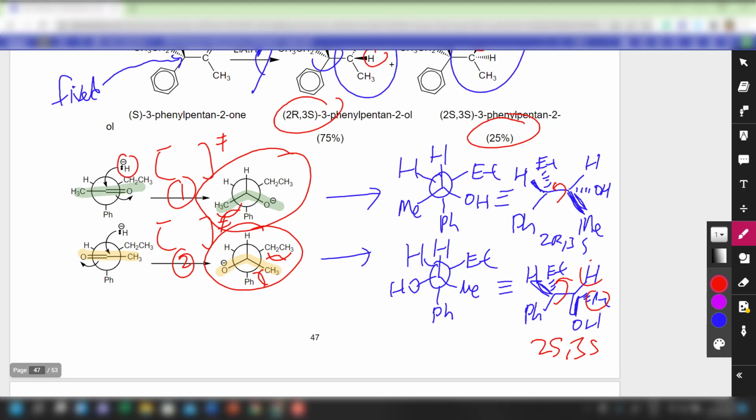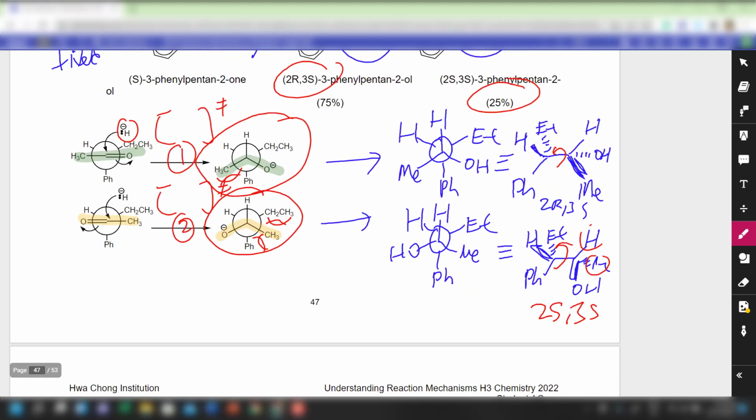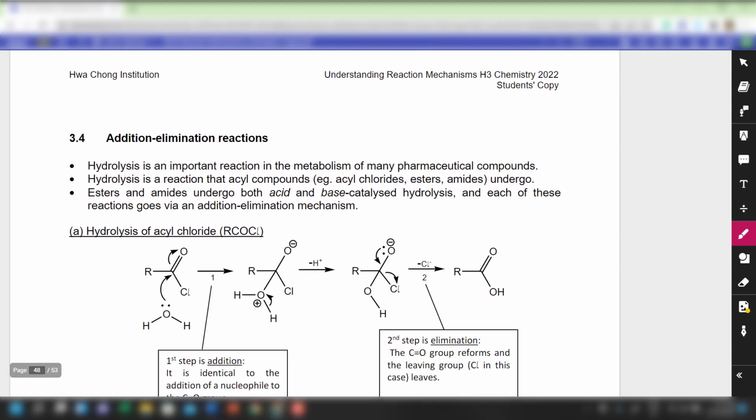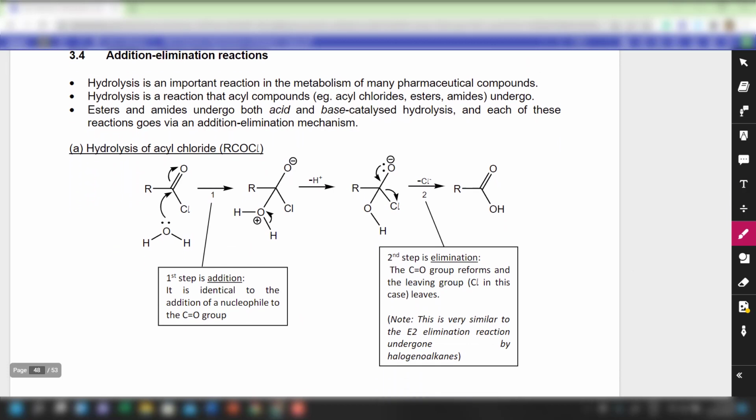Yeah, if it's just a little bit, then you will get a little bit of preference of one over the others. Yeah, and all these are actually not within the H3 curriculum, so you don't really need to worry too much about it. Yeah, if you're interested, you can read more about asymmetric induction, which is under the topic on asymmetric synthesis. Yep. Okay, so we're going to move on to our famous addition-elimination mechanism, which is not new to you actually.